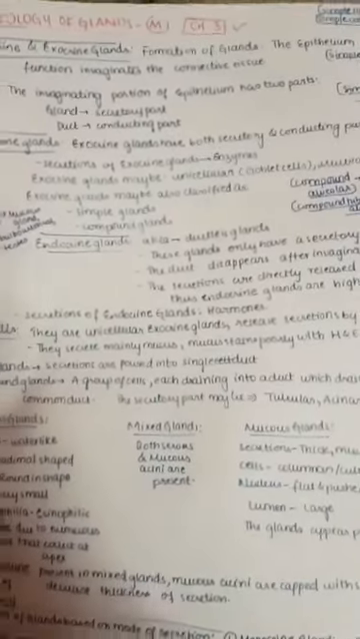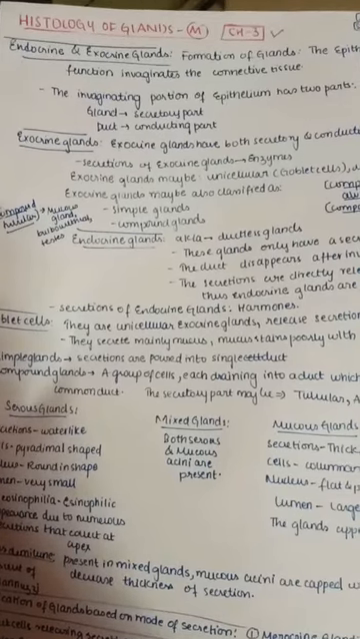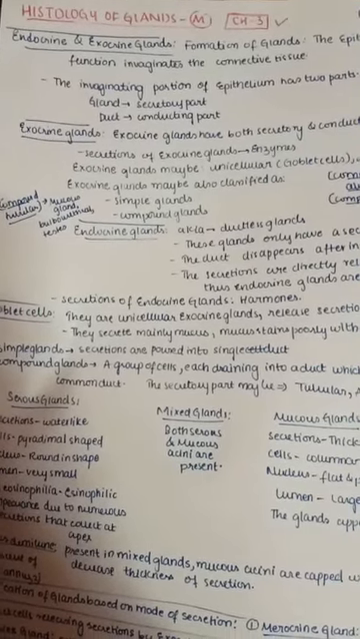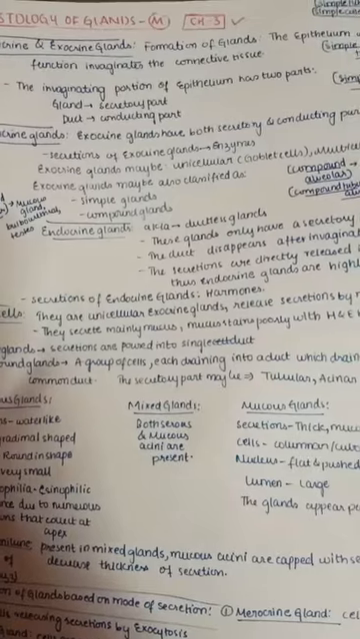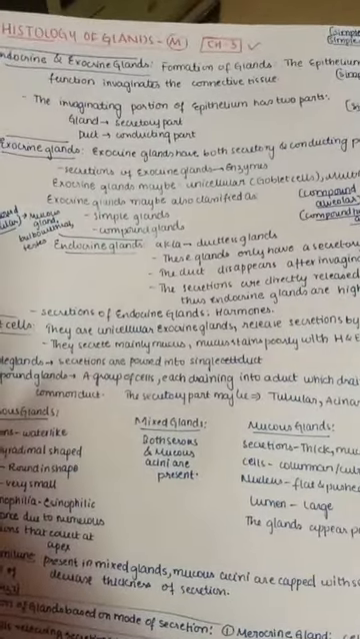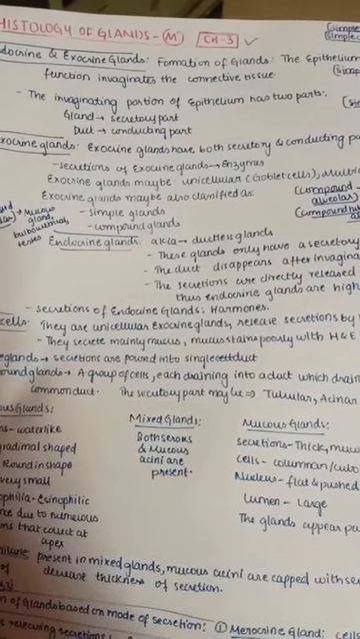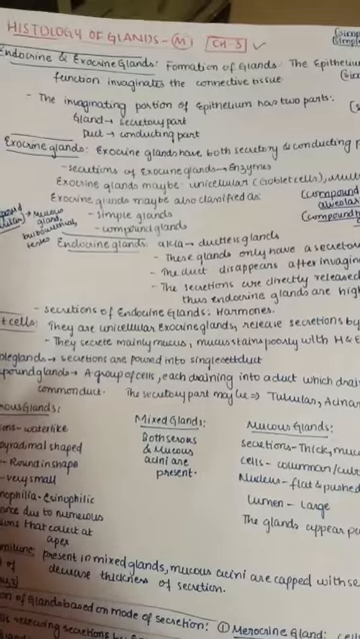Now let us talk about endocrine glands. Exocrine glands have ducts, but endocrine glands do not have ducts, so they are also known as ductless glands. These glands only have a secretory part, because exocrine glands have a duct to secrete onto the epithelial surface, but endocrine glands secrete directly into the blood.